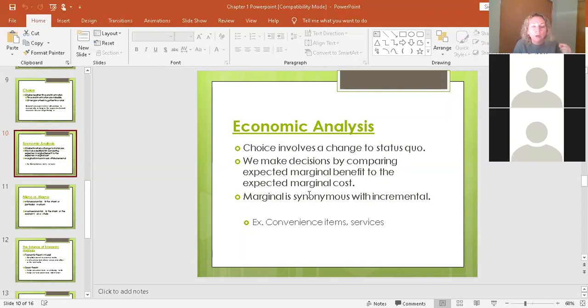So people who pay other people for services and who buy a lot of convenience type items, when they do the cost benefit analysis, they're doing it differently than people who don't purchase those things because of their particular circumstances, okay?